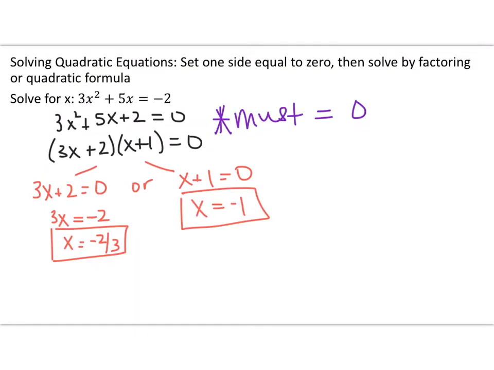So I set both sides equal to 0, and you end up with x is equal to negative 2/3, or x is equal to negative 1. This only works when one side is equal to 0. It's a zero product property, not any number you choose product property. So one side must equal 0 for this to be true.